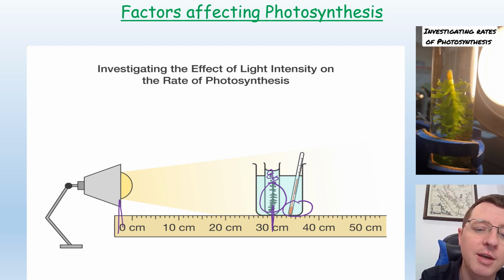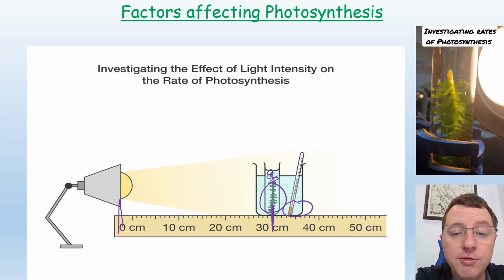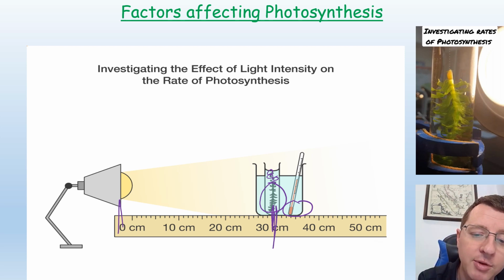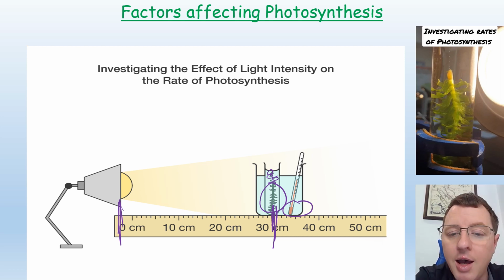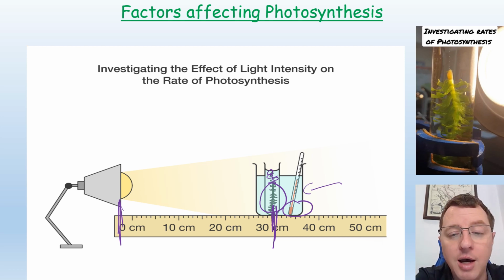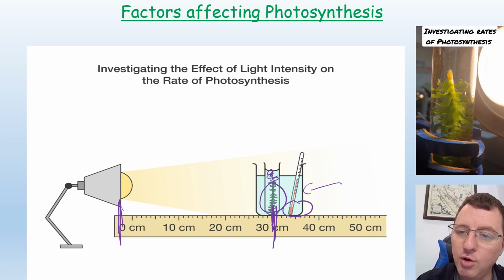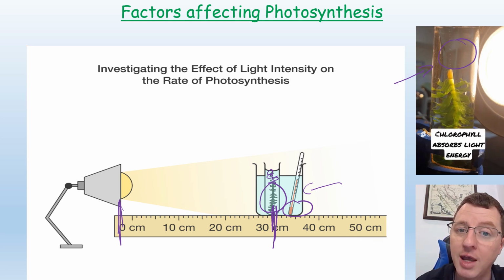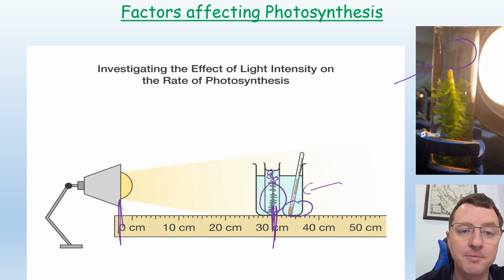If we want to investigate the effect of temperature on the rate of photosynthesis, all we need to do is keep the light intensity the same by keeping the distance between the lamp and the pondweed exactly the same, but in this case we would change the temperature of the water bath, perhaps by using slightly hotter water each time, or indeed by cooling the water down. And as you've already seen in this little video, we can then count the bubbles of oxygen produced per minute, and that will give us a rate of photosynthesis.